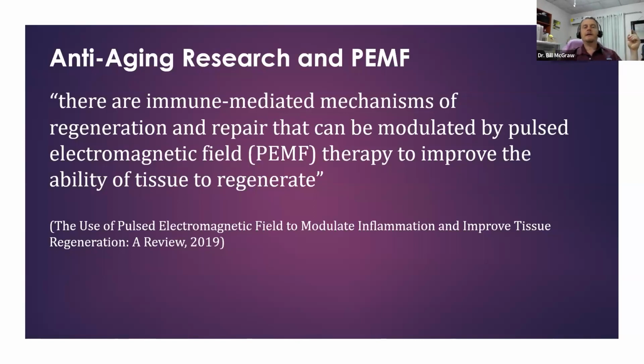This is from an article in 2019, use of pulsed electromagnetic field to modulate inflammation and improve tissue regeneration. What do we talk about throughout this entire presentation? We talk about regeneration of tissues, which is really important as an anti-aging protocol. A method of reducing age or the symptoms of aging is a frequency or a method to increase tissue regeneration, to increase cell turnover in the human body, right? Which is going to help us maintain healthy cells, younger looking skin, better functional kidneys, and so on.